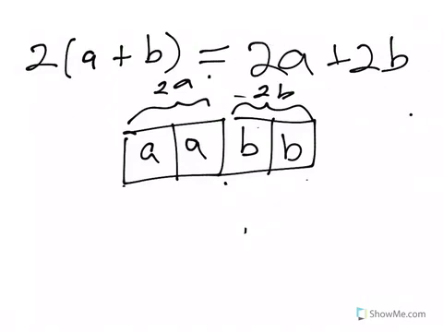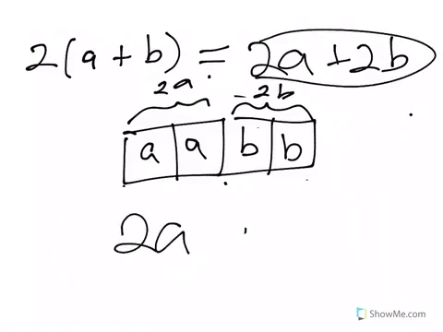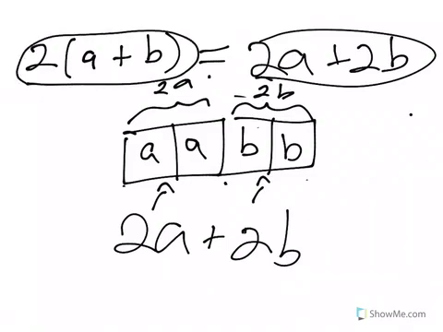So then what expression could we write to represent the new diagram? We have it right here, right? We have 2a here plus 2b here. So then what can we conclude from this? Well, we can say that 2 times a plus b is equivalent to 2a plus 2b.